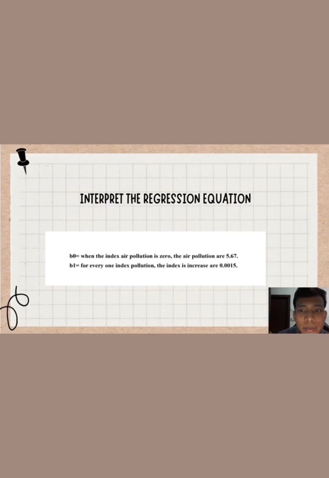Interpret the regression equation. For b0, we get that when the index air pollution is 0, the air pollution is 5.67. For b1, for every unit of index pollution, the index increases by 0.0015. That's all from my group. Thank you.